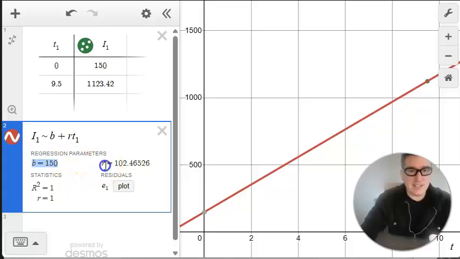And boom, it's giving me what the B and R are. Of course, it was obvious that B was 150. And that the rate the plumber is charging is 102.465.